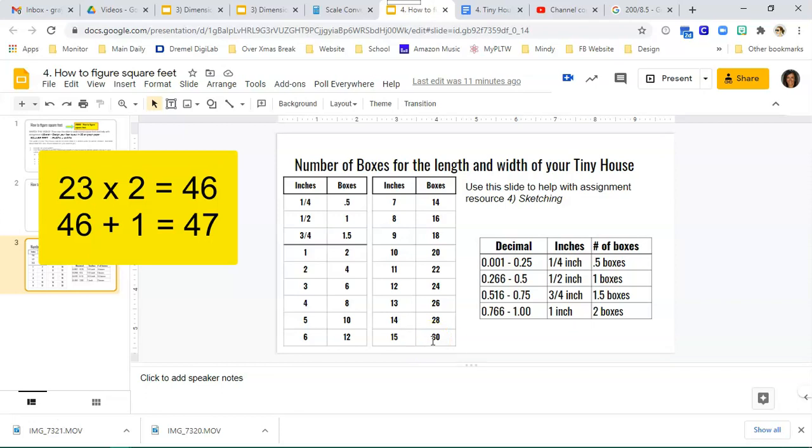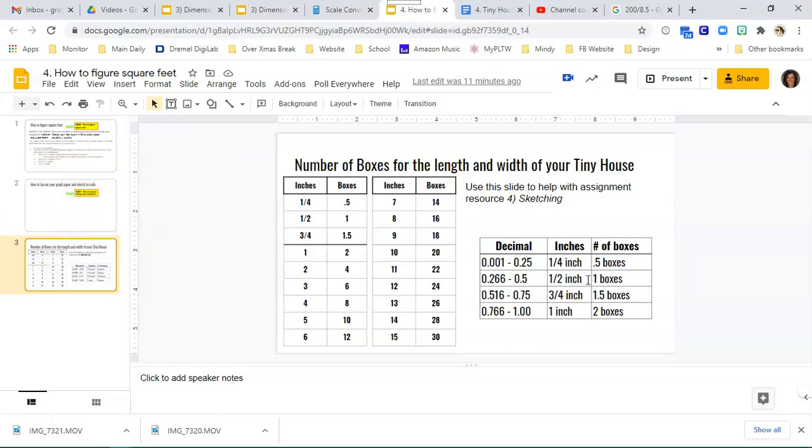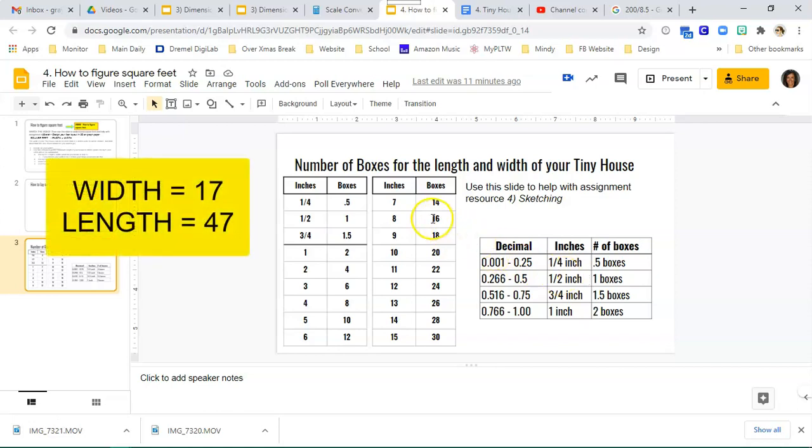But then I also have my little half of an inch that I have, because I'm 23.5. So here's my 0.5, so that would be 1 box. So I would have actually 47 boxes for my length. So 17 boxes for my width and 47 boxes for my length.